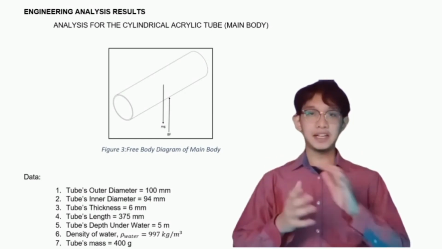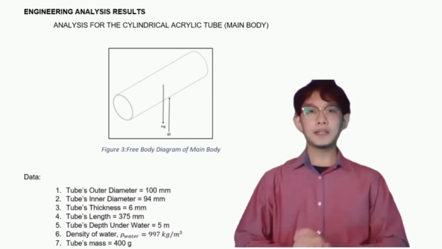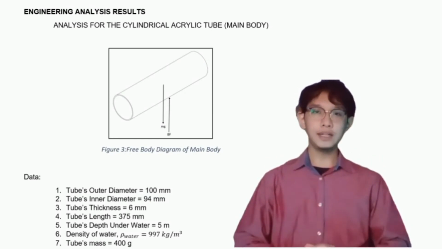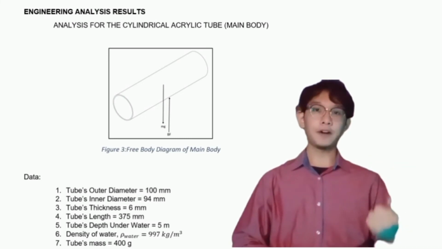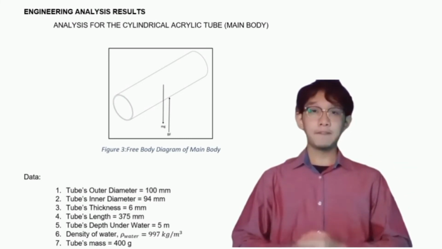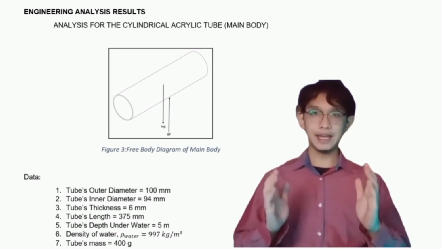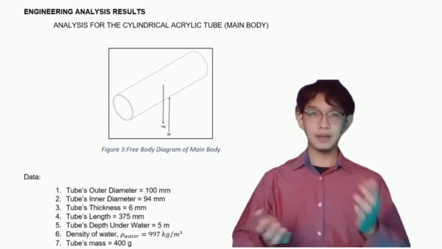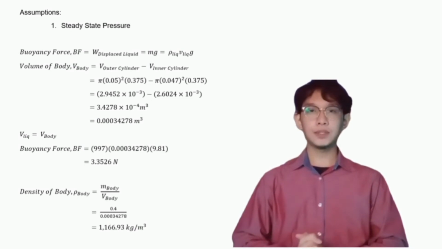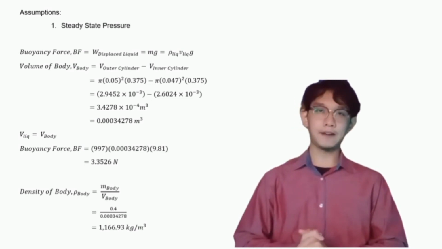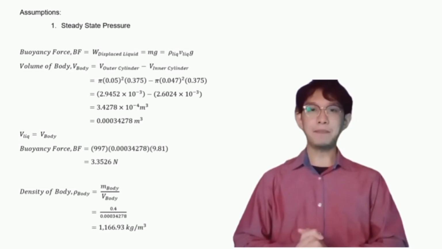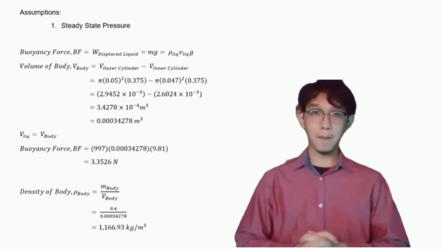Here in the engineering analysis results, we will focus on two vital parts of the whole body, which are the main body and the front cover. For the main body, several assumptions and data have been stated, including the tube dimensions and the condition of water. By calculating the buoyancy force, which we obtained to be 3.3526 Newton, we are then able to calculate the density of the main body, which is 1166.93 kg per cubic meter.